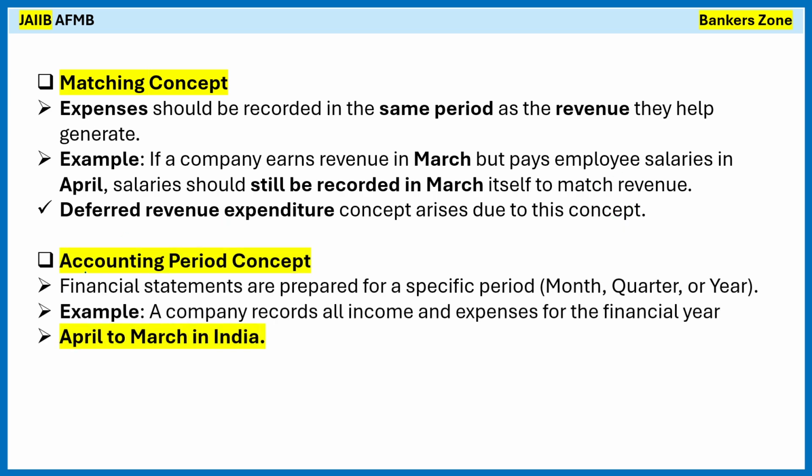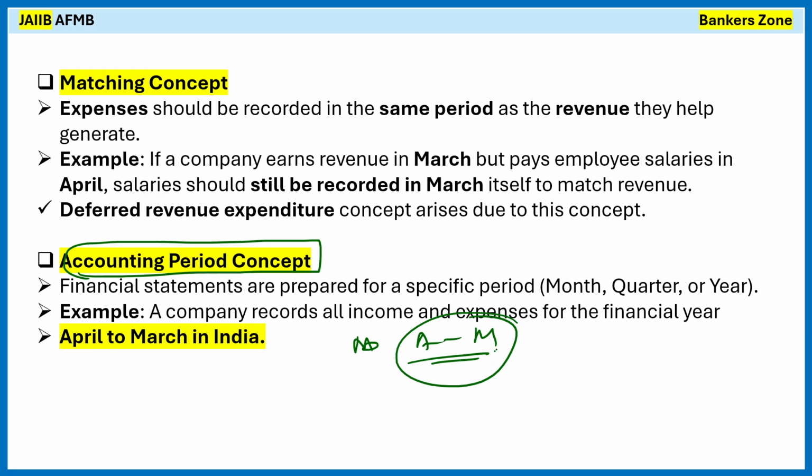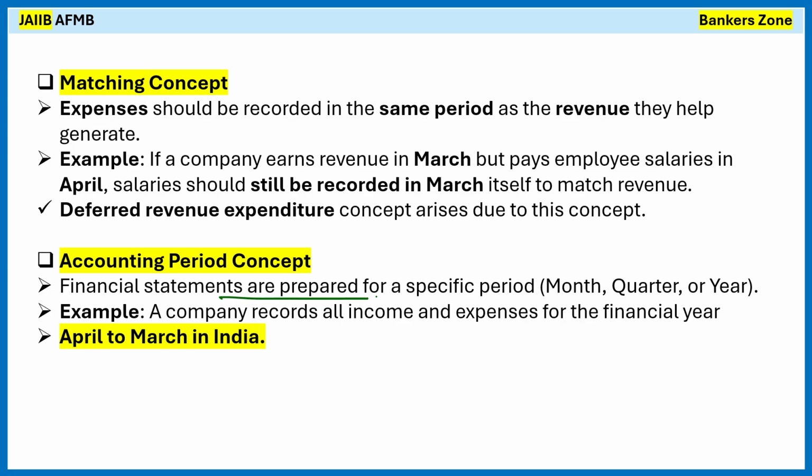Next is the accounting period concept, which is very easy. What is the accounting period? Generally we are very familiar with it. We follow April to March, from 1st April to 31st March. Financial statements are prepared for a specific period, say a month, a quarter or a year. For example, a company records all its income and expenses for the financial year, and in India we follow the financial year from April to March.